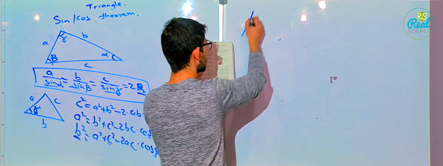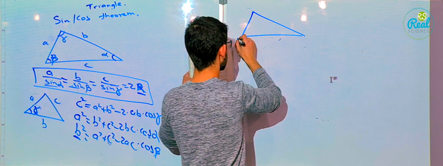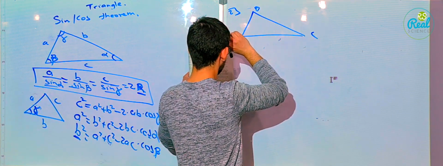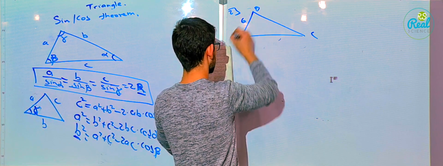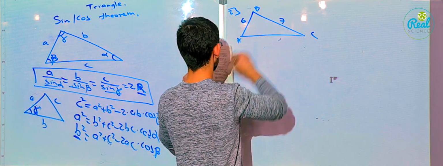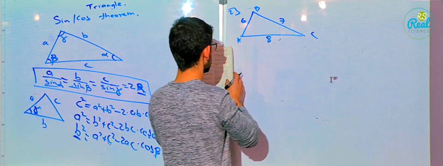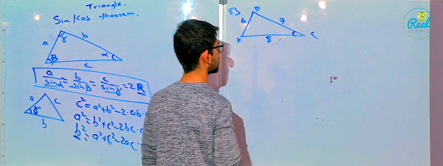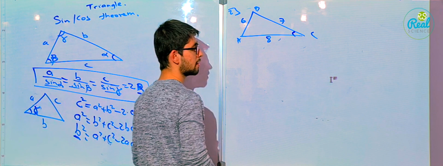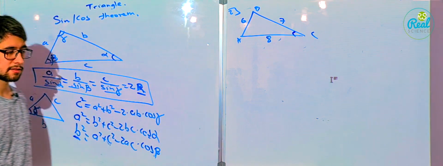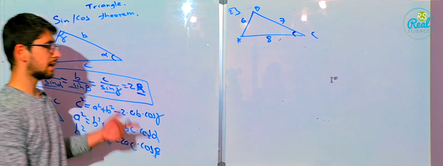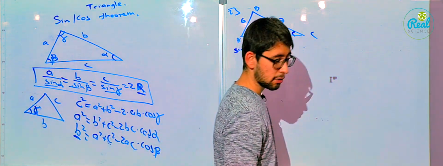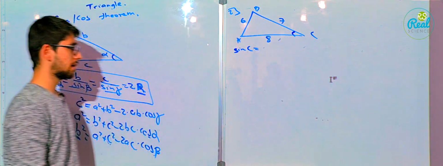In triangle ABC, second one, AB equals 6, BC equals 7, CA equals 8. You have to find sine of C. Sine of C. Yes, how to find it? You are given 3 sides and you have to find sine C, right?